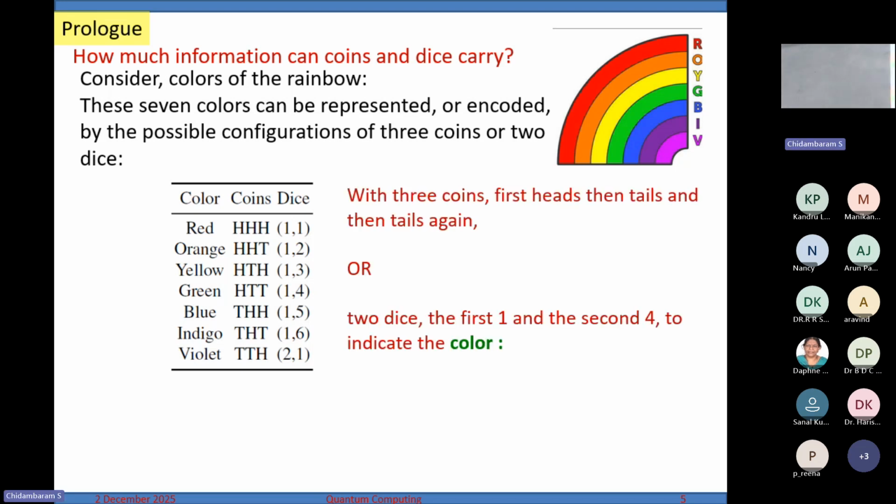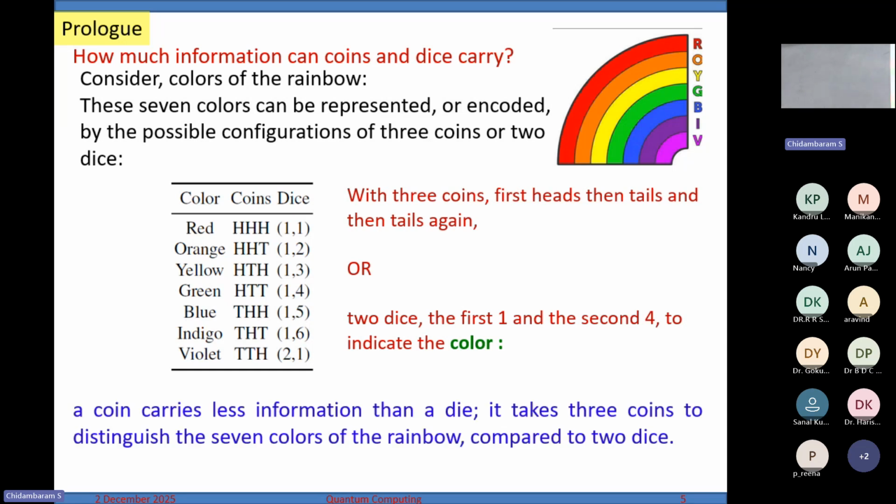So meaning what, actually you are getting? With the 3 coins, I am able to represent the colors of the rainbow, or with the 2 dice, I am able to represent the colors of the rainbow. But in fact, I have some more states. It's not that I have exhausted the states of dice, right? So meaning what actually? A coin carries less information than a dice. And it takes 3 coins to distinguish 7 colors, whereas you require only 2 dice.